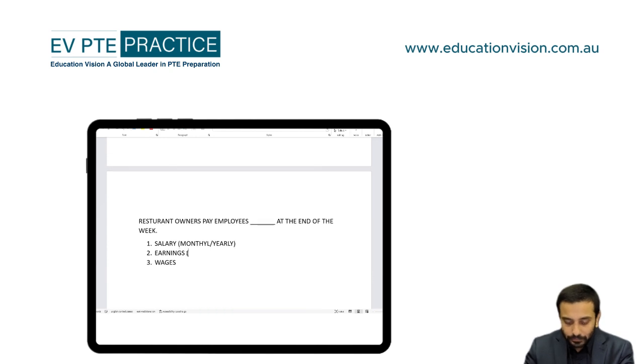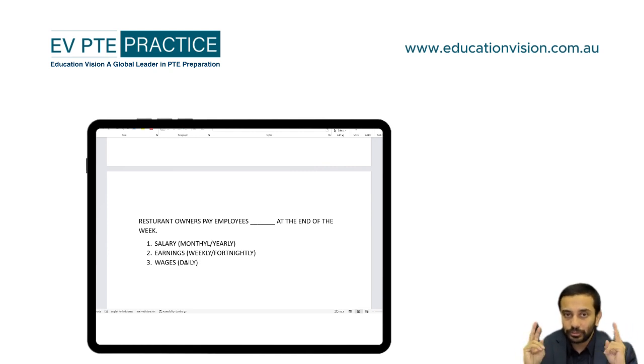Earnings are weekly or fortnightly, and wages are paid daily. Now, how do I know this difference? Did this come from grammar rules? No. This comes from your vocabulary.